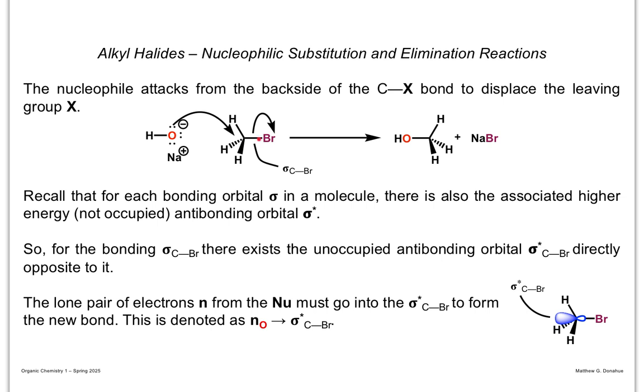So see the directionality of the carbon-bromine bond? 180 degrees to that, sort of behind the leaving group, resides the sigma star. And I'll draw that in sort of blue. So the sigma star has a big lobe and then a little tiny lobe. Sigma star, we're going to say, is unoccupied.